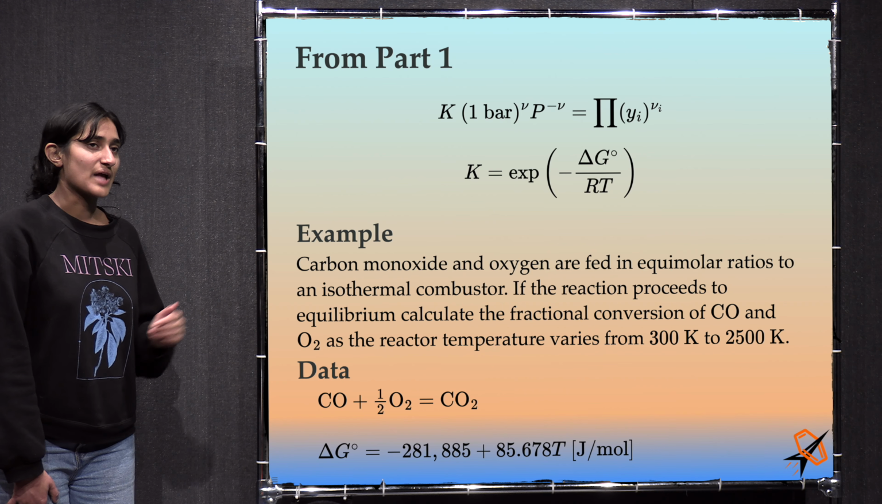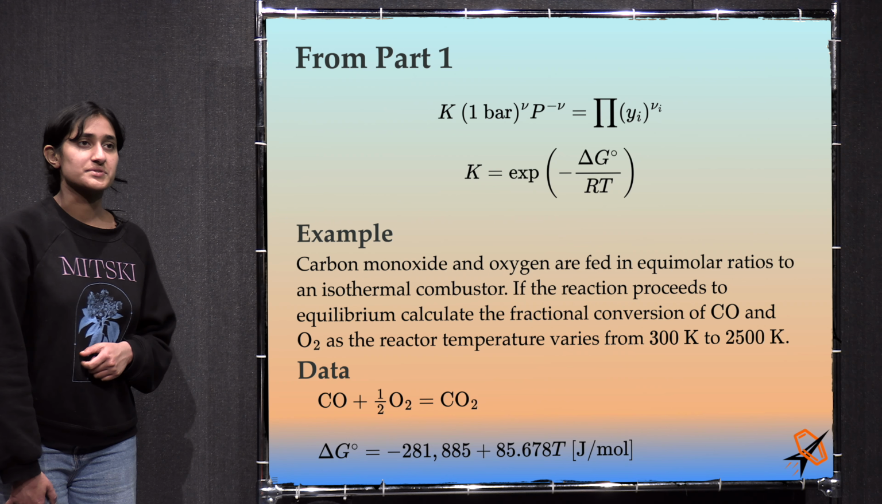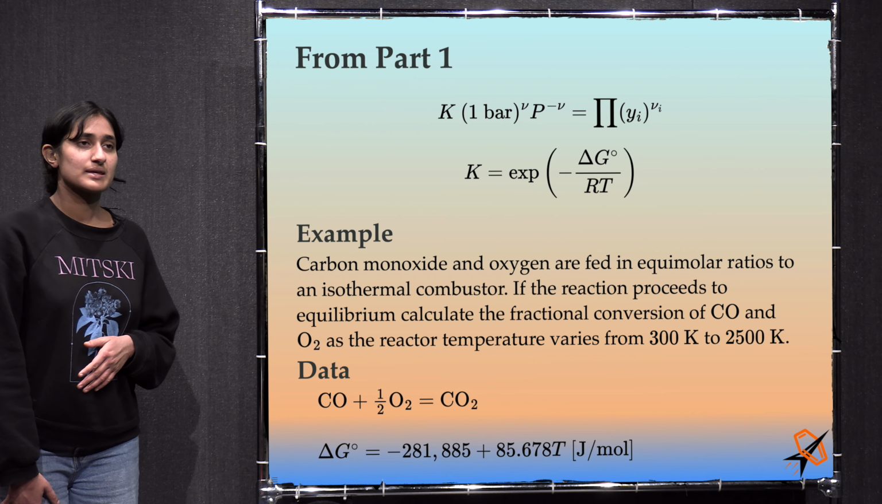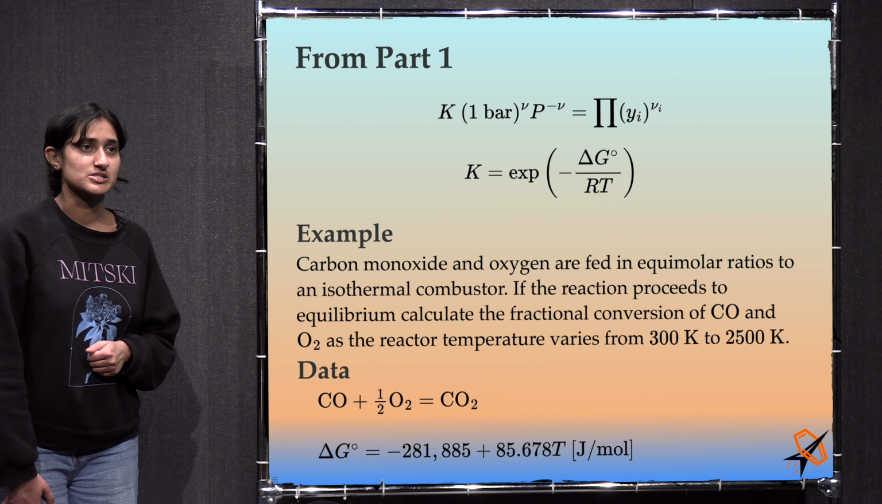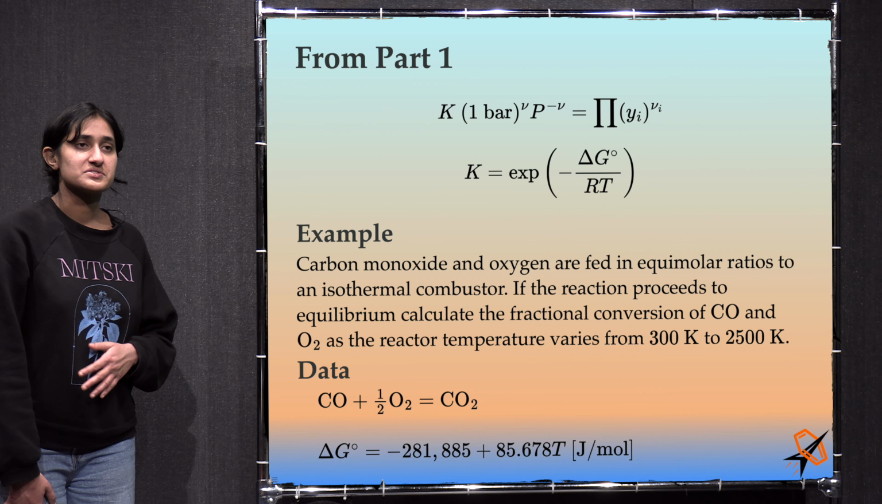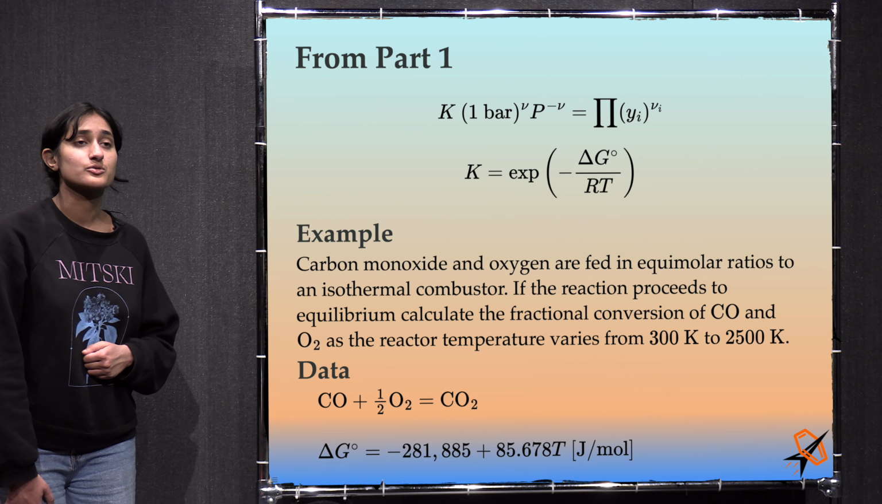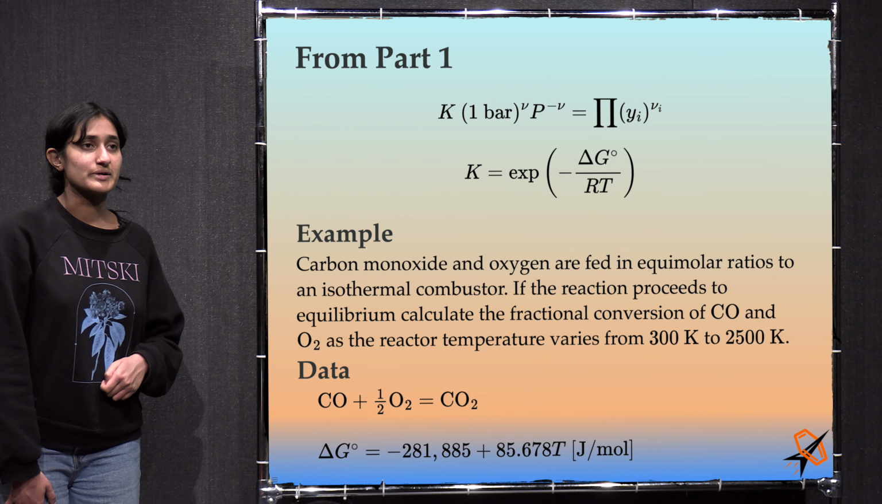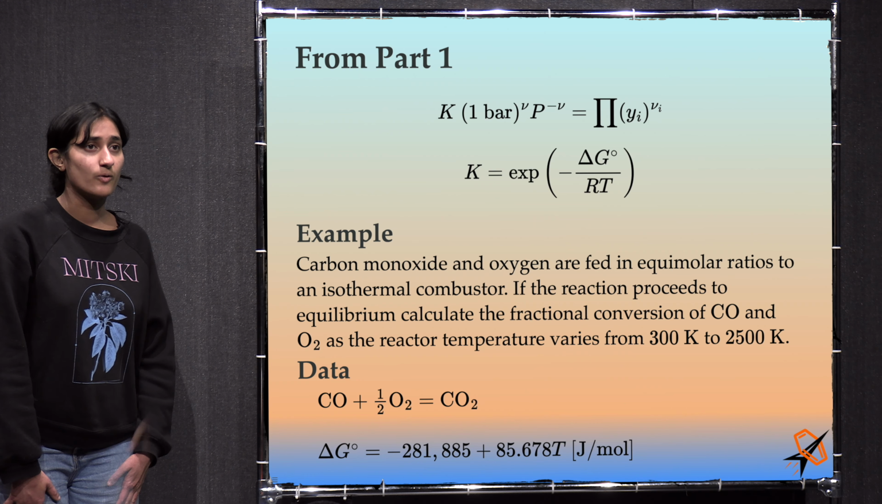Additional data are that the reaction is CO plus 1/2 O2 goes to CO2 and vice versa, and that the Gibbs energy of the reaction is given by delta G naught equals negative 281,885 plus 85.678 T in joules per mole.